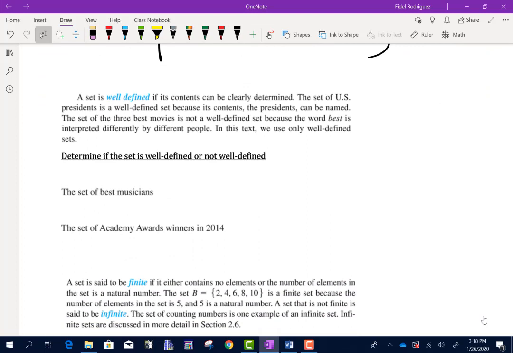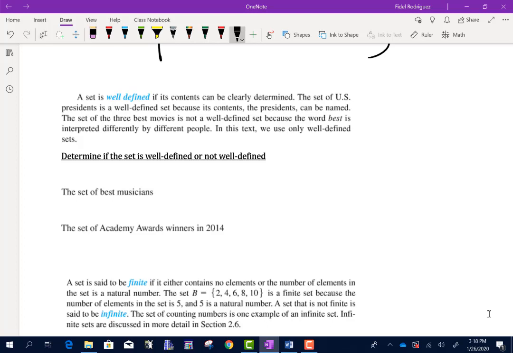So it says a set is well defined if its contents can be clearly determined. The set of U.S. presidents is a well-defined set because its contents, the presidents, can be named, right? We can put them in order. George Washington. I don't know number 2. Abraham Lincoln, Grover Cleveland, right? George W. Bush, George Bush Sr., Bill Clinton, President Obama, Donald Trump. You can throw all those names in there. Okay, so that's what we call a well-defined set.